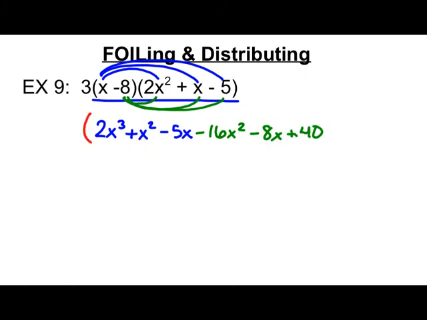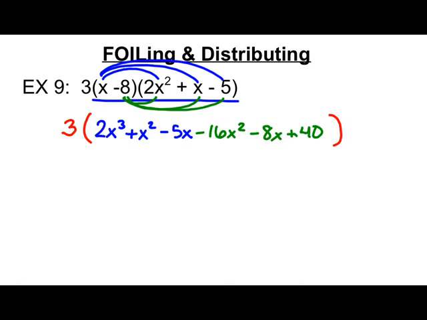Now I cannot forget that I still have that 3 hanging out that I need to multiply everybody by, since I didn't multiply by it at the beginning. Now the reason why we multiply everything by that is because now everybody's going to get 3 in the problem.